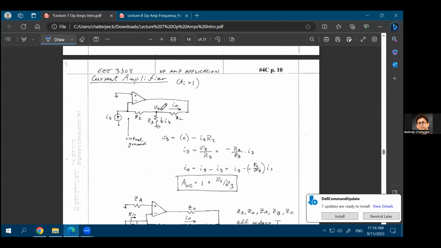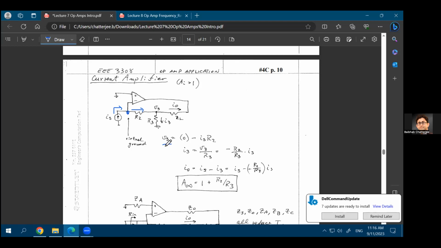In this case, how you are doing the current amplification is that you have an input current at this node. This node is a virtual ground. Why? Because the positive terminal of the op-amp was also a virtual ground. So the negative terminal of the op-amp is also a virtual ground. But no current can flow into the op-amp. So all the current that you're pushing in will flow through this path.